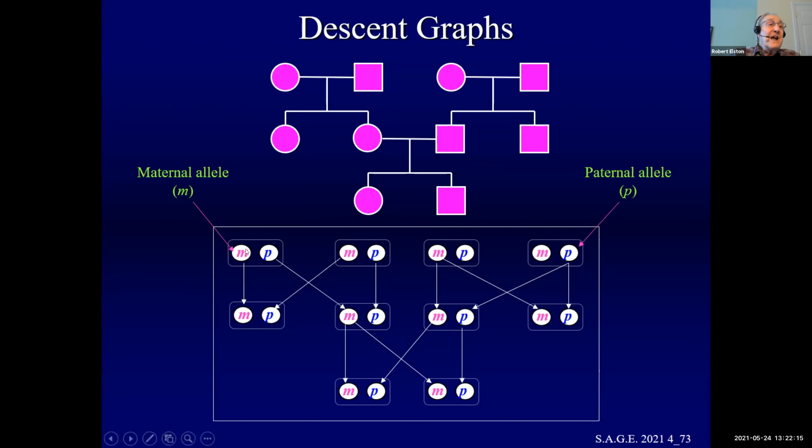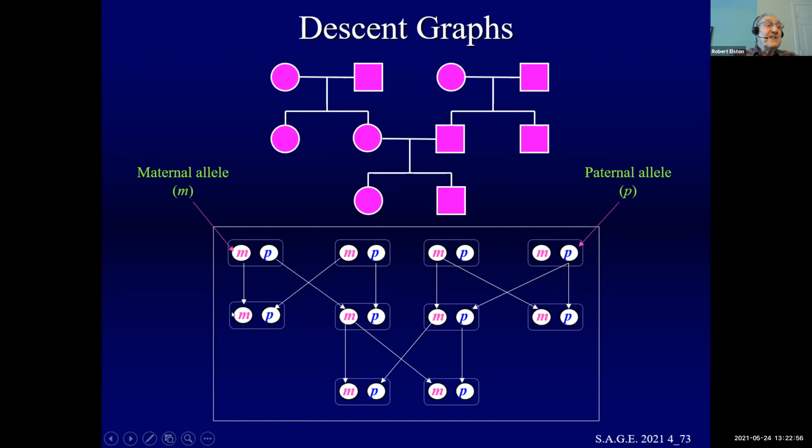Now, this is a maternal allele. It comes from some mother up there. This is a paternal one. This is a maternal one, maternal, paternal, maternal, paternal. It is assumed that all these individuals are independent. If they're not, you haven't got far enough back. Now, you got to remember, we don't have to have the right descent graph. We're going to sum over all possibilities. So this is just one possibility.